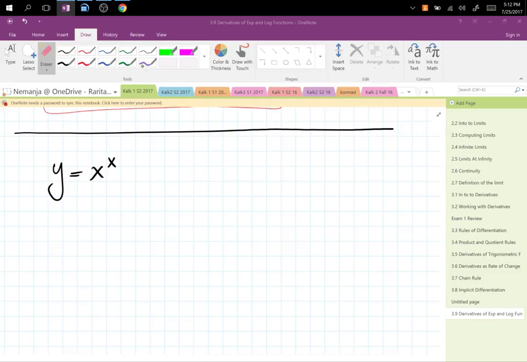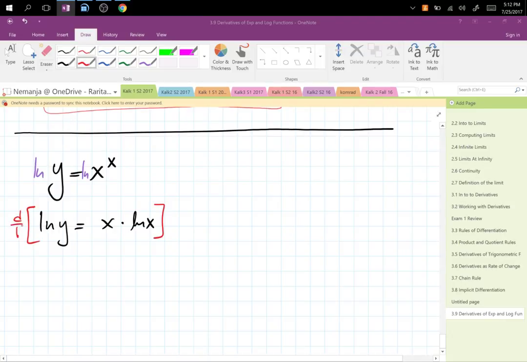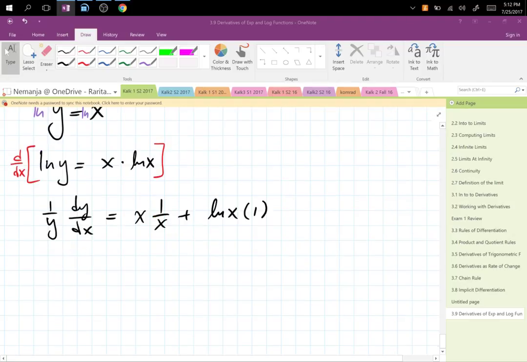I will outline again. We ln both sides, and then one of these x's drops down, and that's how we get x ln x. And now when you hit it with the derivative, you get 1 over y dy dx is equal to, and now you have the product rule on this side. So copy the first, derivative of the second, plus copy the second times derivative of the first. As you can see, we have to use the product rule now. And that's it.